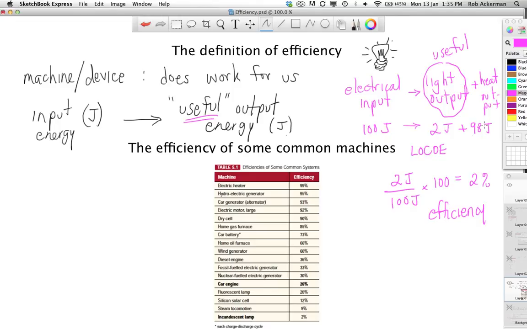The wasted heat, once again, if there's no other way that we can make use of this, then it really truly is a waste, and therefore it reflects the low efficiency.